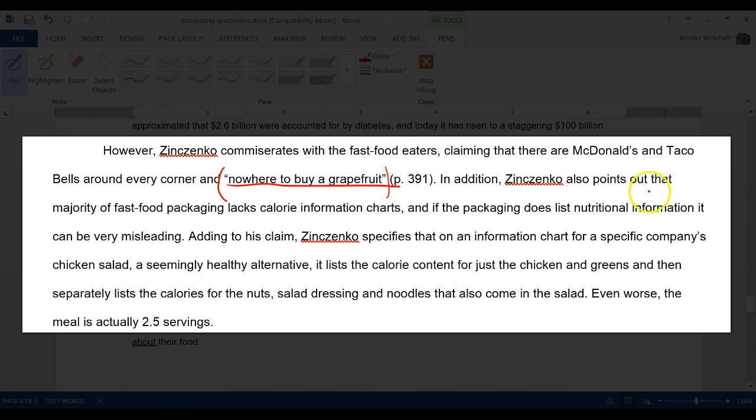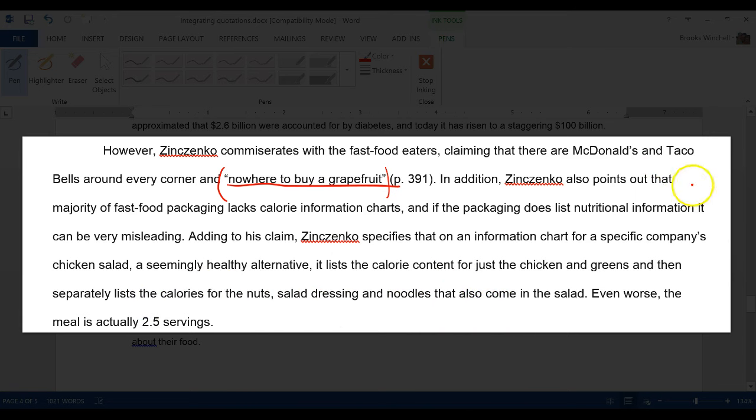In addition, Zinchenko points out that the majority of fast food packaging lacks calorie information charts, and if the packaging does list nutritional information, it can be very misleading. Adding to his claims, Zinchenko specifies that on an information chart for a specific company's chicken salad, a seemingly healthy alternative, it lists the calorie content for just the chicken and the greens, and separately lists the calories for the nuts, salad dressing, and noodles that also come into the salad. Even worse, the meal is actually 2.5 servings.